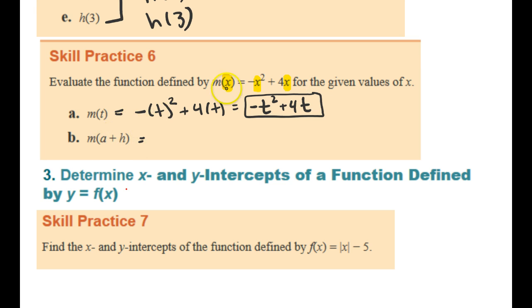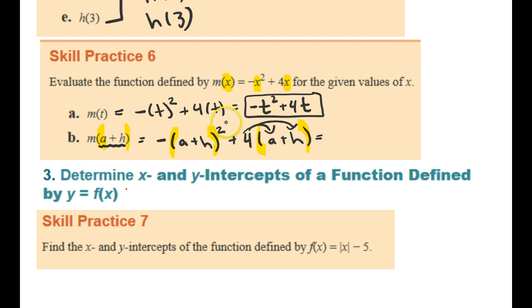Here, everywhere I have an x, I'm plugging in a plus h. So it's minus a plus h quantity squared plus 4 times a plus h. And I cannot stress this enough: parentheses are your friend. Parentheses are going to hold you accountable for anything that's going to maybe distribute. If you drop those parentheses, 4a plus h is different than 4 times a plus h.